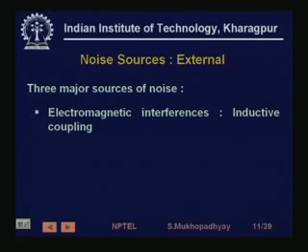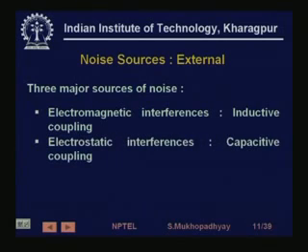So, the three major sources of noise are these. Electromagnetic interference is created by inductive coupling from other devices which are carrying heavy current. It is magnetic, so some flux has to be created, and for that purpose current must be flowing. On the other hand, electrostatic interference is caused by capacitive coupling. So, it is essentially caused by voltages and electrostatic coupling from other high voltage conductors.